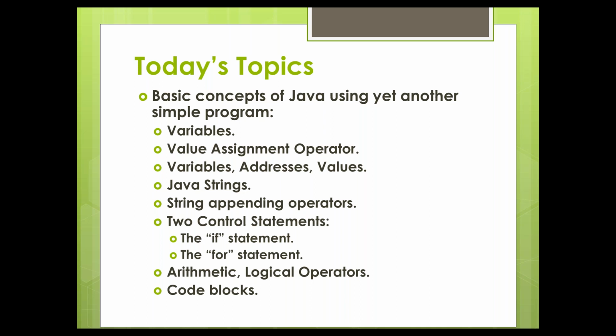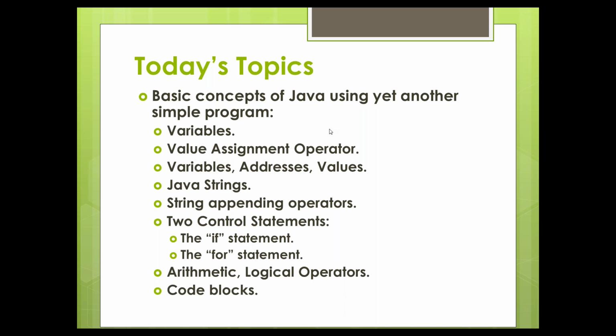We will also see what Java strings are, a basic idea of them, and something called appending operators for strings. We continue our discussion with two control statements, the if statement and the for statement. Then we will see what arithmetic and logical operators and code blocks are.